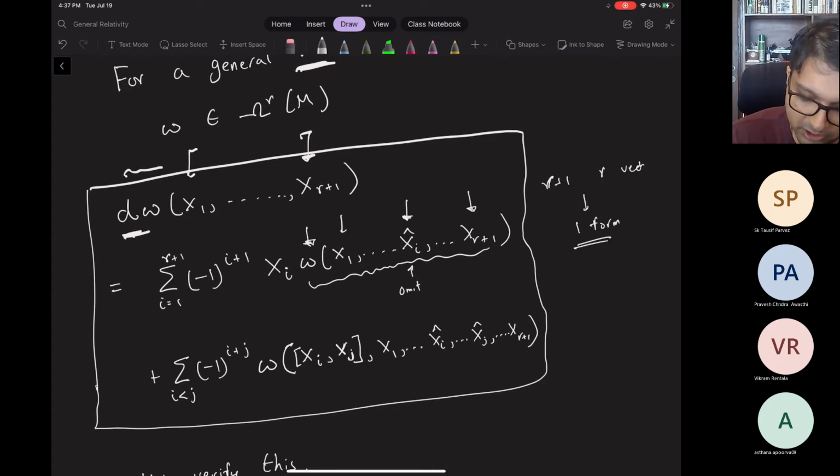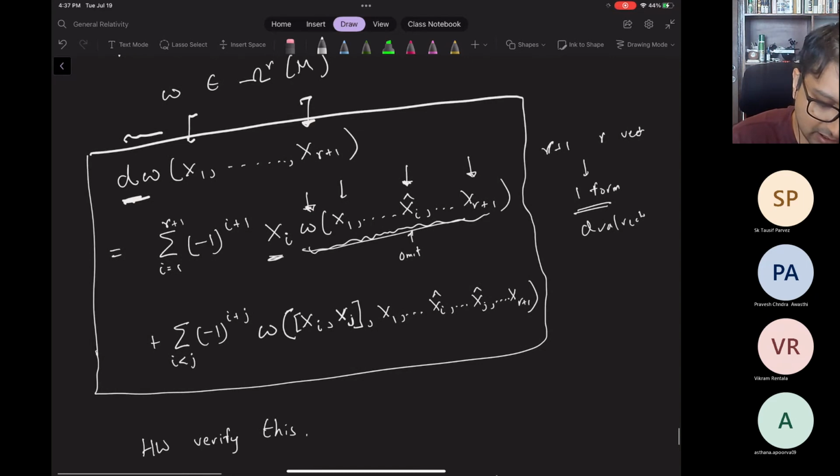And this one form is a dual vector. So I take the inner product of this dual vector with X_i, but there's going to be a coefficient minus 1 raised to i plus 1. And this is summed over all possible choices for this X_i. And also there's a minus 1 raised to i plus j, omega acting on the Lie bracket of X_i and X_j, where now I omit X_i and X_j here.